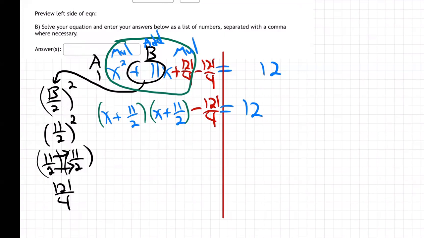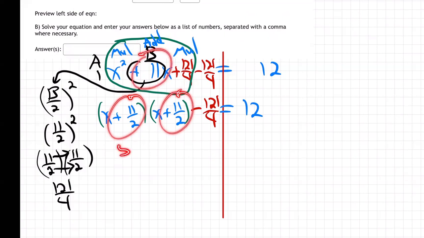Everybody seeing that? 121 over 4. Now, if the middle term was negative, then I'd have to make both those negative. They would still multiply to be positive. 2 negatives multiply to be positive, so 2 positives. Everybody see that step? We found 2 numbers that multiply to be 121 over 4. Okay. Now, by the way, do they add to be 11? They do. This is half of 11. 11 over 2. That's half of 11 and half of 11. Half of 11 and half of 11 is a whole 11, isn't it?